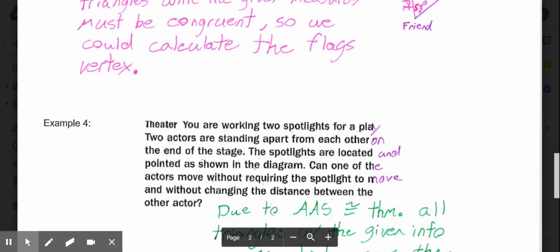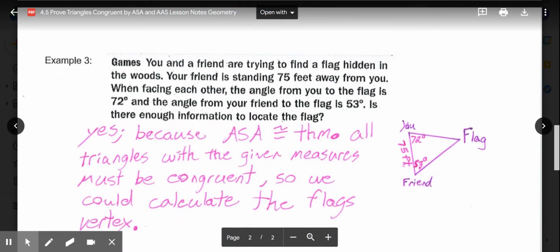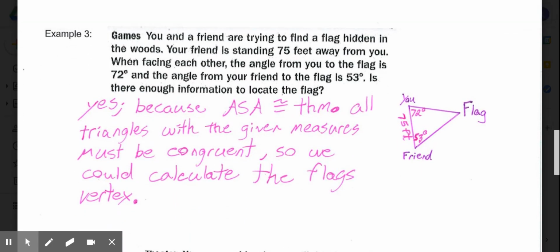Then we get into our final 2 examples, examples 3 and 4, based on these word scenarios. Anytime we're dealing with triangles and word scenarios, I'd recommend taking the time to either highlight the given information or draw a picture as you go if one's not provided.